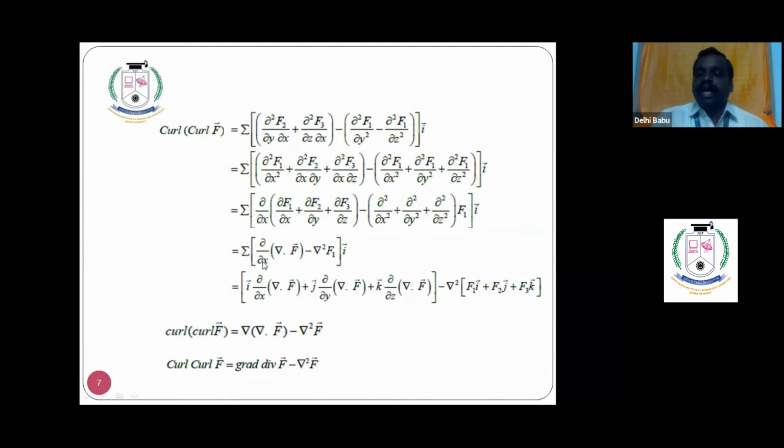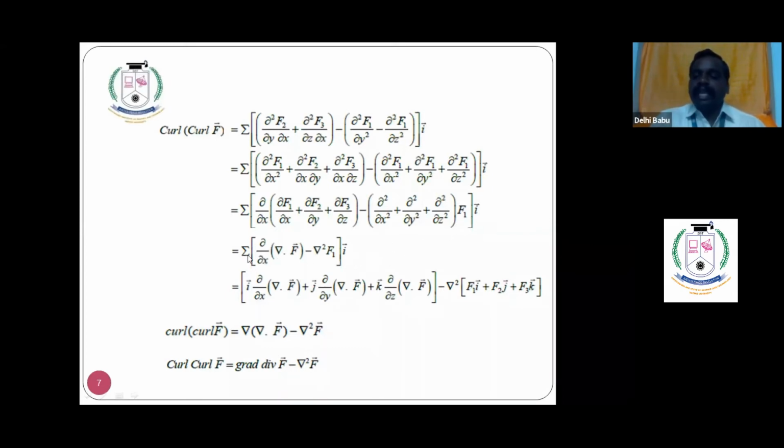So dou by dou x of this dou f1 by dou x, dou f2 by dou y, dou f3 by dou z, which is nothing but del dot f vector. This is called dou f1 by dou x, dou f2 by dou y, dou f3 by dou z. This is the expansion of del dot f minus this dou square by dou x square plus dou square by dou y square plus dou square by dou z square. It is called del square. This f1 into I vector.